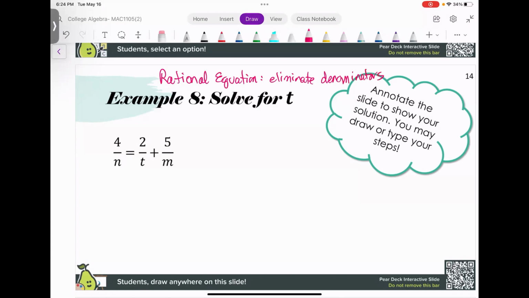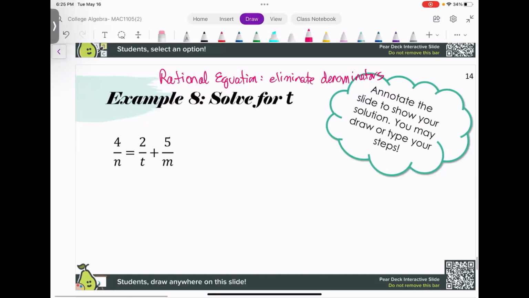So I'm going to tell you the first step here. It's to multiply to eliminate the denominators. You could do it in 3 separate steps. I could multiply every single term by n to eliminate the n in the denominator. Then I could multiply every single term by t. Then I could multiply every single term by m.